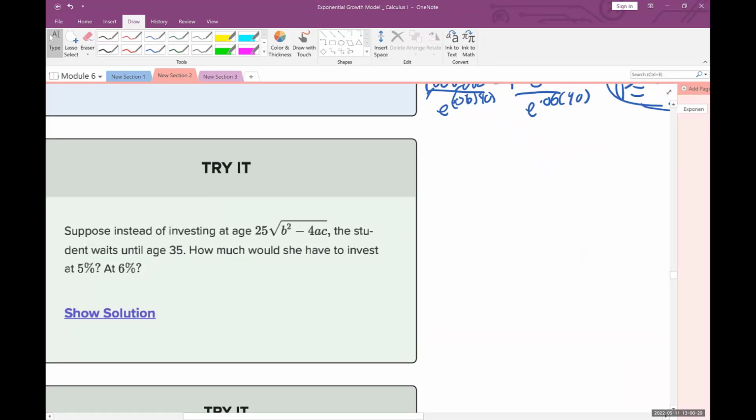Suppose there's a big typo in here. I don't know what happened with this part, but suppose instead of investing at 25, the student waits until 35. How much would she have to invest at 5% and 6%? So again, we have the $1 million equals the principal times e to the 0.05 times, now it's 30 years instead of 40 years.